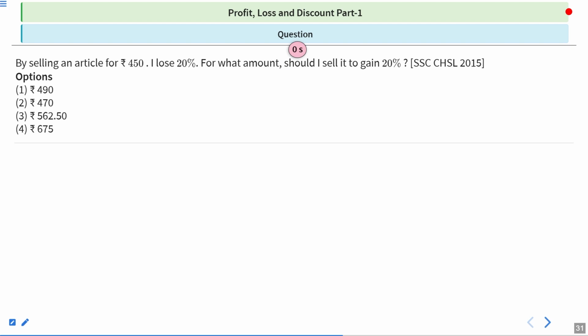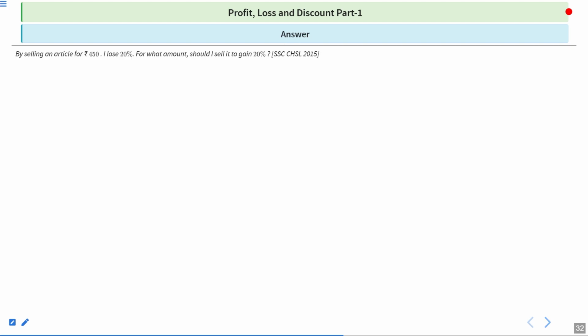Now time's up. Let's see the solution of this question. By selling an article for 450 rupees, I lose 20%. It means the selling price is 80% of the cost price of the article. So the question says that if I want to gain 20%, what should be the selling price? So the correct answer of this question is 675 rupees. This is the correct answer.